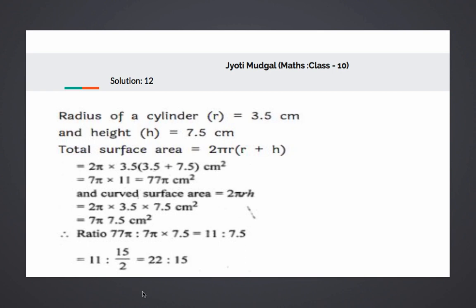Now we all know how to write it in standard form in ratio and proportion. First exercise, beginning questions, you did it. 11 2s are 22. Multiply both the values by 2, it comes out 22 ratio 15. Hence the ratio of total surface area 2 pi r bracket r plus h with the curved surface area 2 pi r h comes out 22 ratio 15.